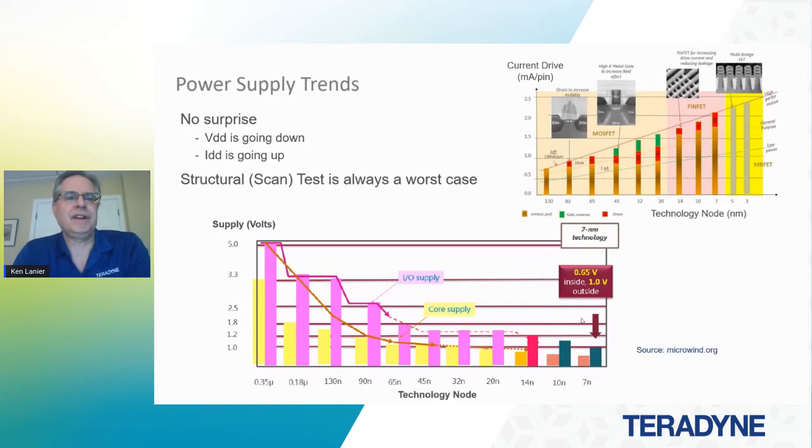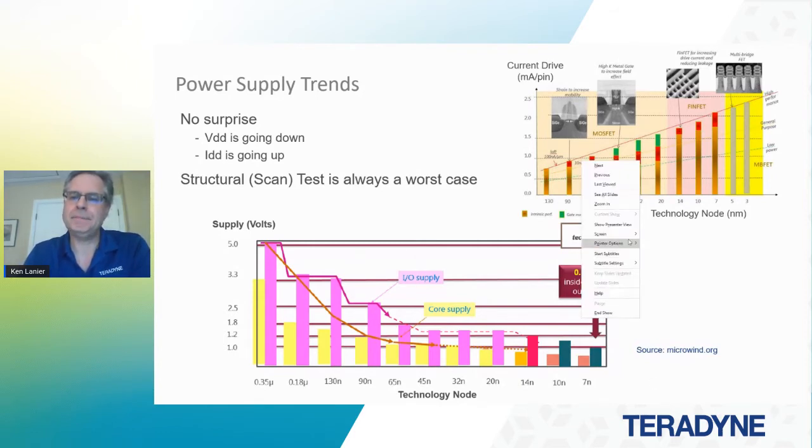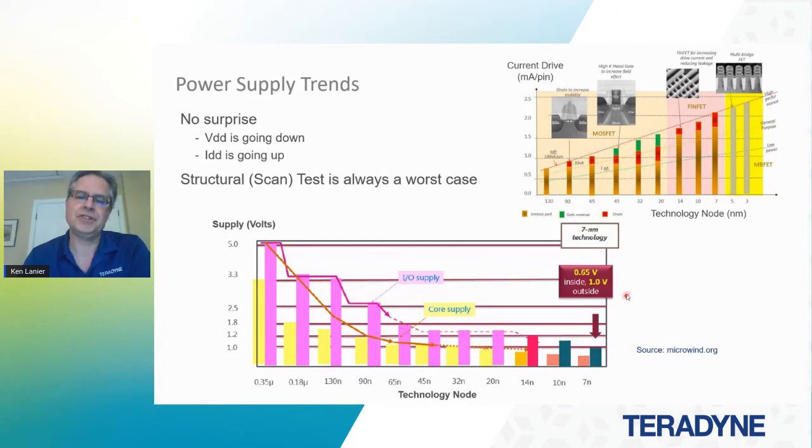Power supplies for these devices are getting larger. The VDD is going down, as you can kind of see in this bottom plot that talks about over time what has happened with both VDD voltages around 0.6 volts and external voltages, IO voltages, which are slightly higher.